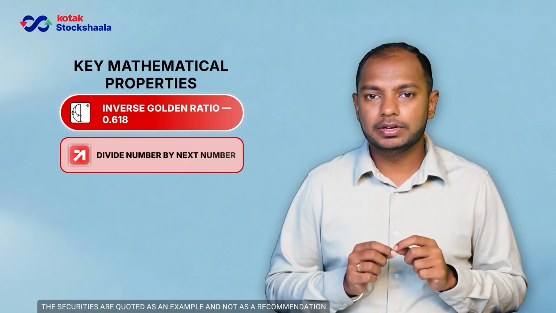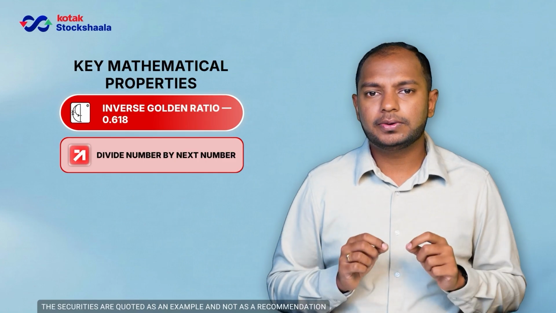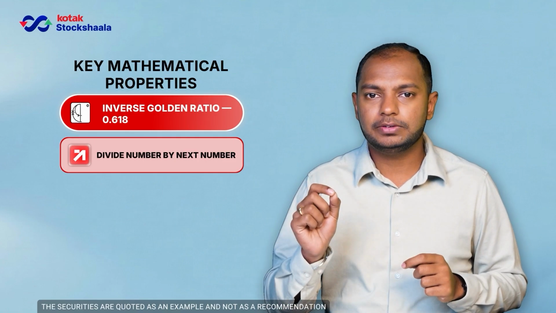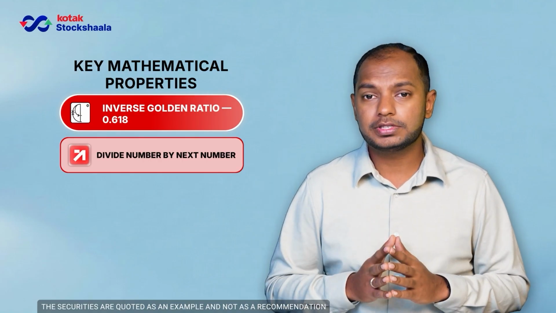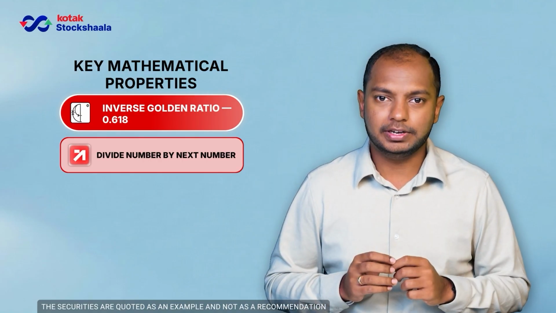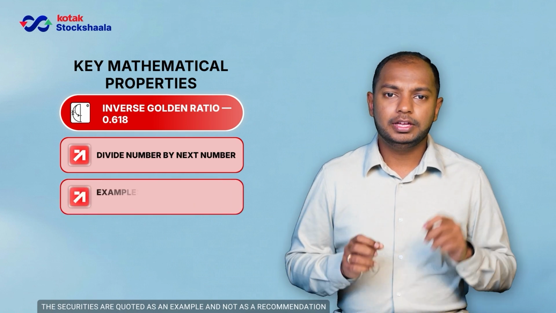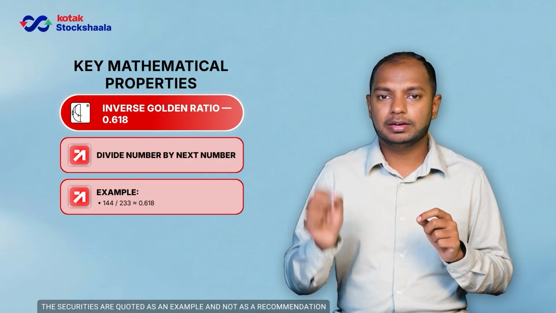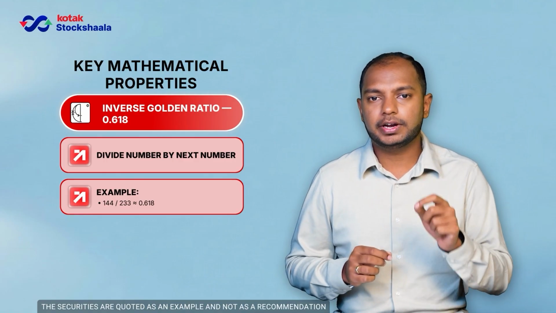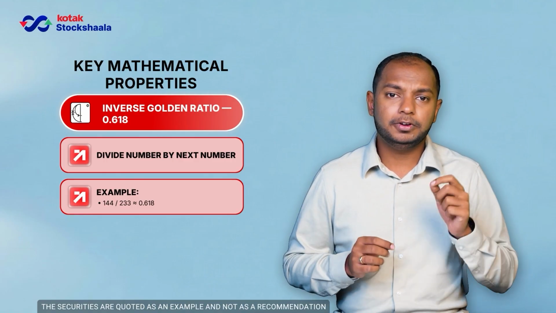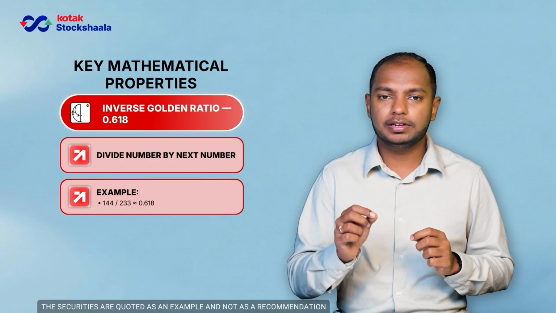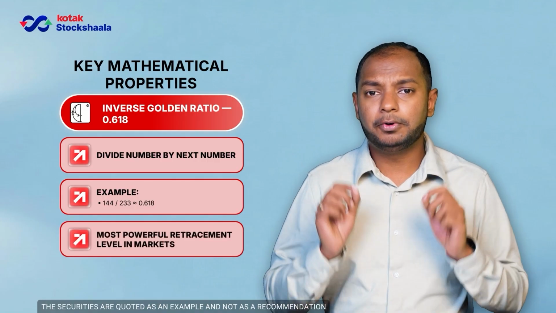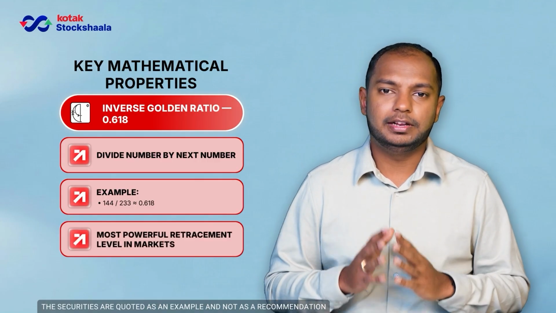The second property is the inverse golden ratio. If you divide any number by its succeeding number, you're going to get the value 0.618. In percentage terms, it is 61.8%, and it is one of the most important numbers in the stock market as well. For example, if you divide 144 by 233, which is the next number of the Fibonacci sequence, you're going to get 0.618. Similarly, if you divide 5 by 8, you get 0.618. This is also called the most powerful Fibonacci retracement level.